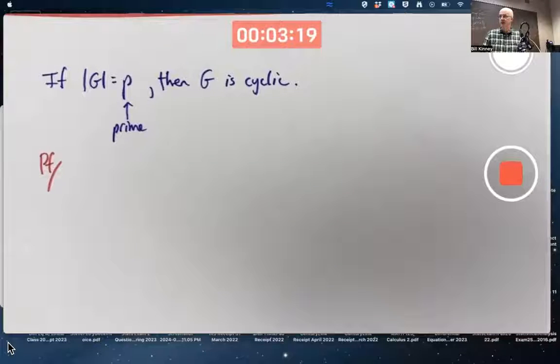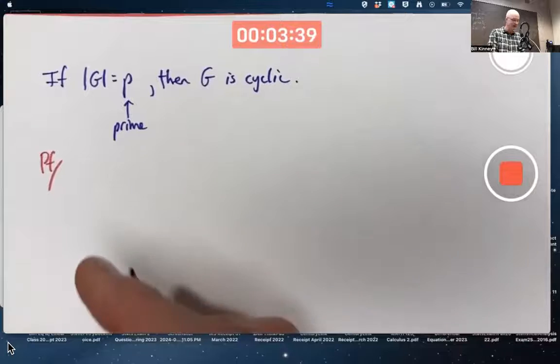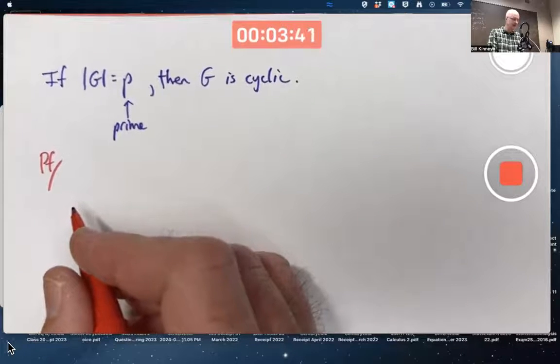A group is a cyclic group in general, you have to come up with a generator. You have to find an element A in the group such that every other element in the group is a power of that element A. That's typically how you prove a group is cyclic. Here, it's maybe a little bit easier, you might say. You don't have to necessarily do that.